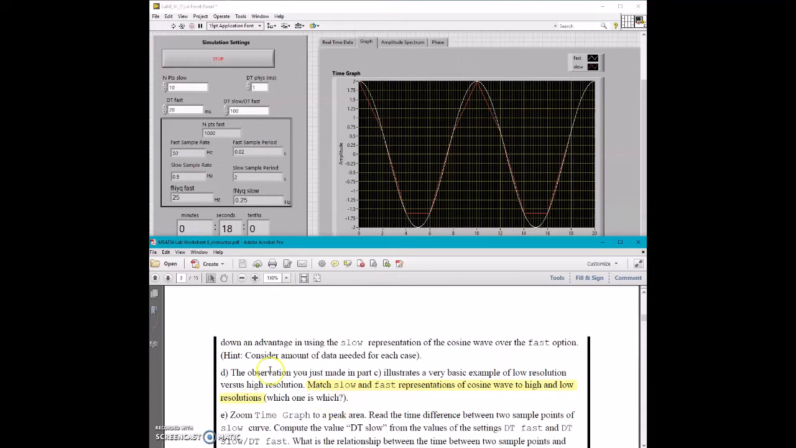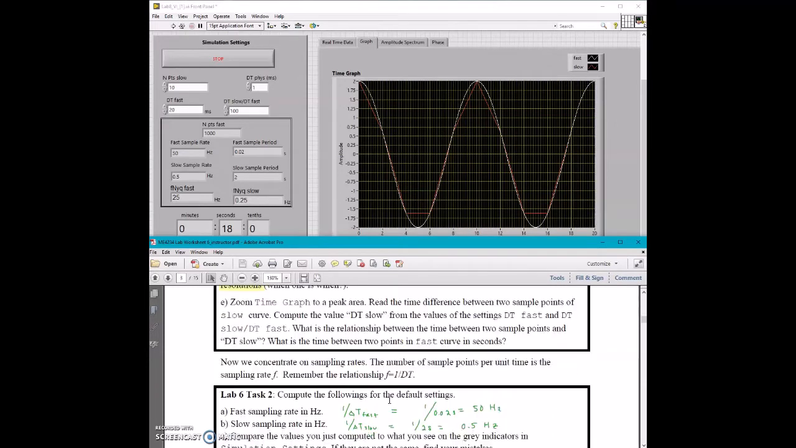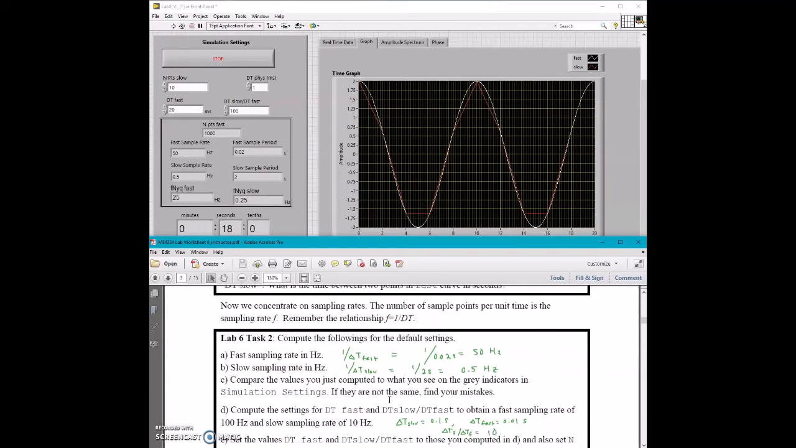Okay, and it said, part D, match slow and fast representation of cosine wave to high and low resolution. So the slowly sampled cosine wave, I'll call that the red line, has a low resolution. And the fast representation has the high resolution. Okay. So now let's go to task 2.